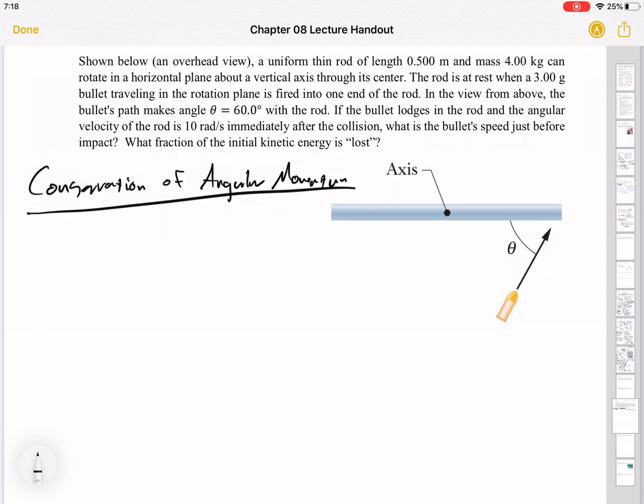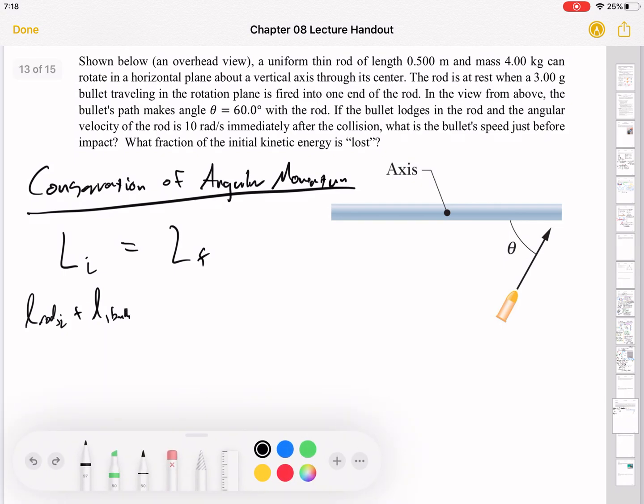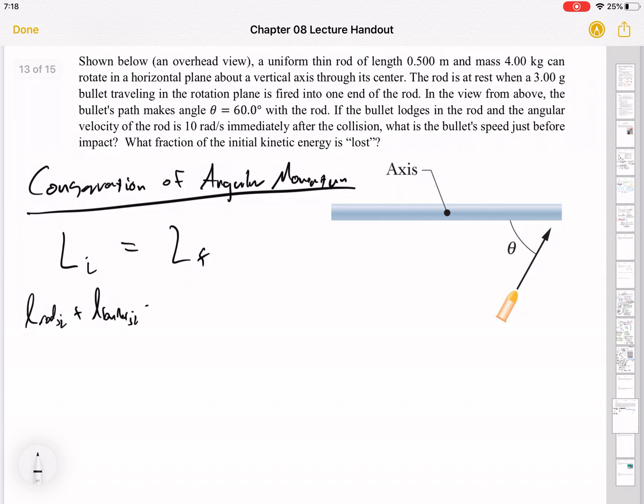Which is just L initial equals L final. And often for total, we say L as a capital. But it's really just going to be L for the rod initial plus L for the bullet initial equals L for the rod final plus L for the bullet final.